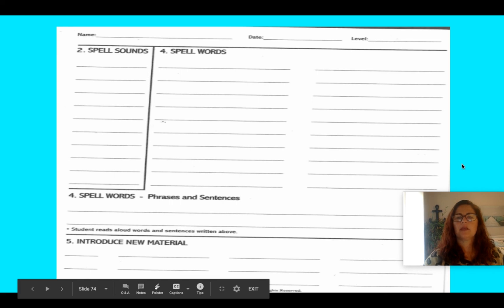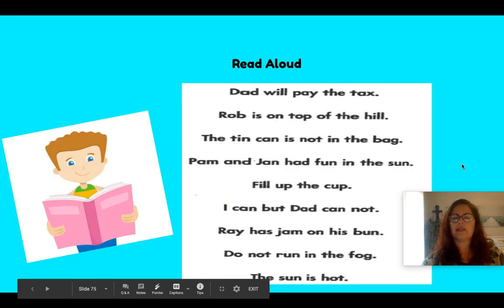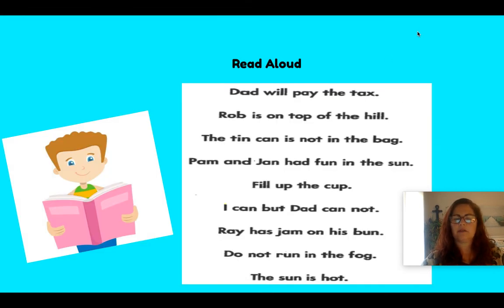Okay? Now the final section of our lesson is the read aloud. So this is the end of our lesson. You may pause your video and read your read aloud section.